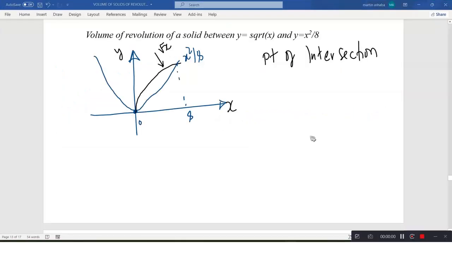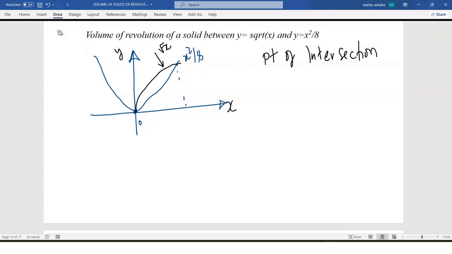Now let's do this number. We want to determine the volume of revolution of a solid between y is equal to square root of x and y is equal to x squared out of 8. So having drawn our curves, we are able to determine the point of intersection.